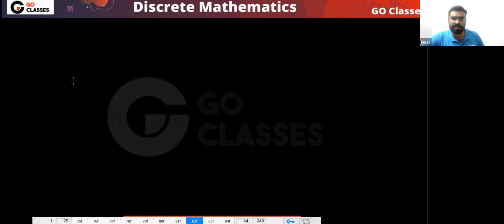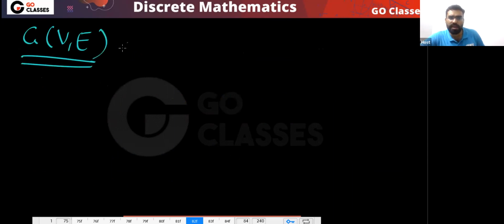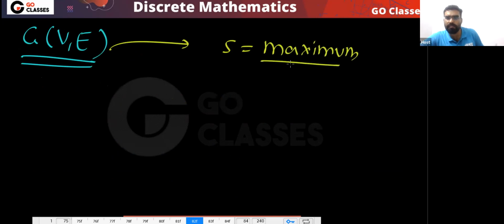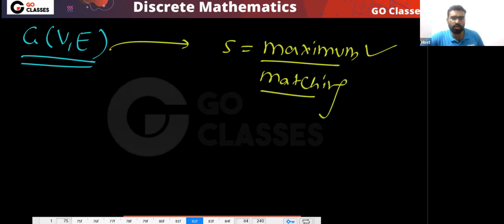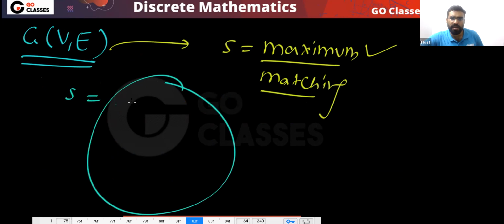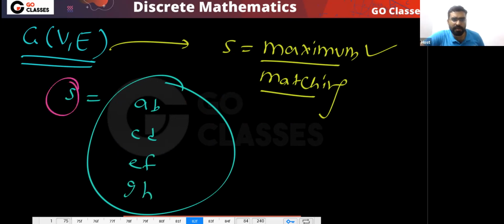Let's assume you have a graph G(V, E). In this graph, let's assume S is a maximum matching, for example A, B, C, D, E, F, G, H. If this is the maximum matching, then every edge of this graph must be incident on at least one of these vertices.